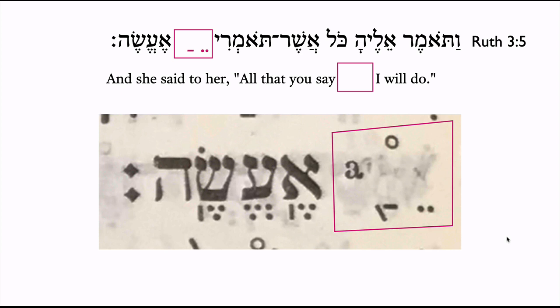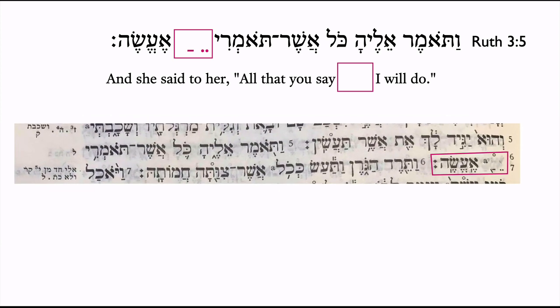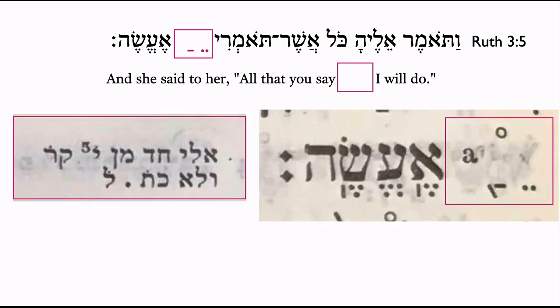And to understand what's going on, we actually have to look at the margin of our printed text, because this is going to be one of those cases where we have a ketiv, what is written, and a qere, what one is supposed to read. And the rule for a qere is that you read the vowels that are printed and you read the consonants that are over in the margin. So what consonants are we supposed to put over top of these vowels? Well, let's zoom in again.